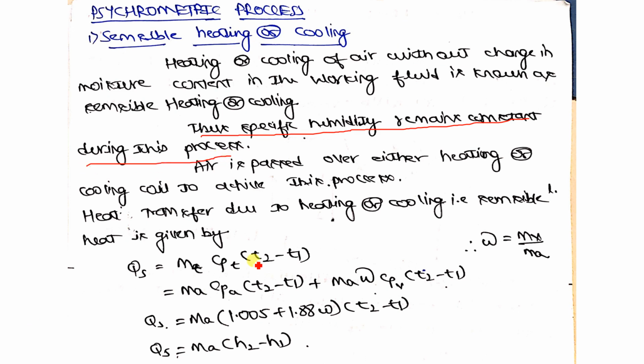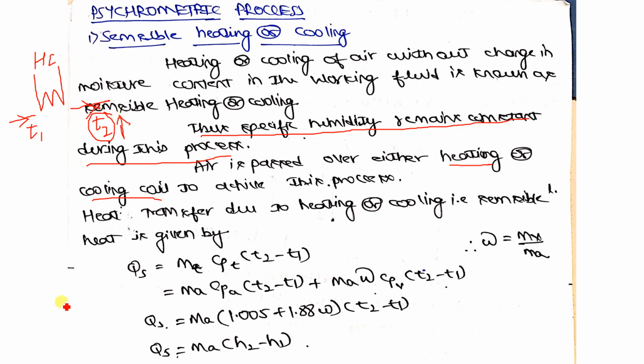Now how is it done? Air is passed over either a heating coil or a cooling coil. If it is a heating coil like this, whatever air is incoming here will be heated to a higher temperature. That means if the temperature of the air is T1 here and the temperature of the air is T2 here, if this is a heating coil, your T2 temperature would be on the higher side.